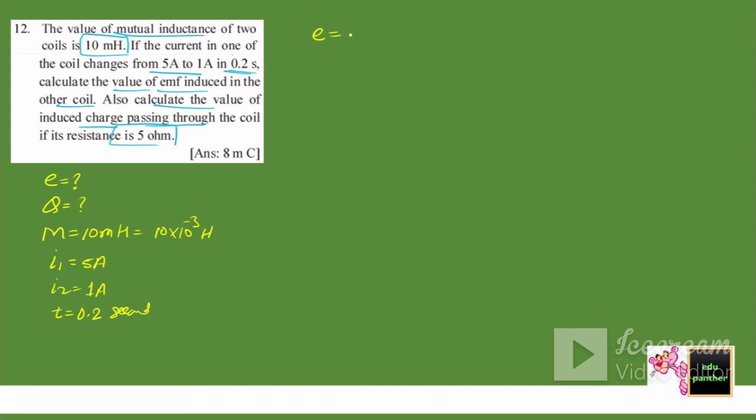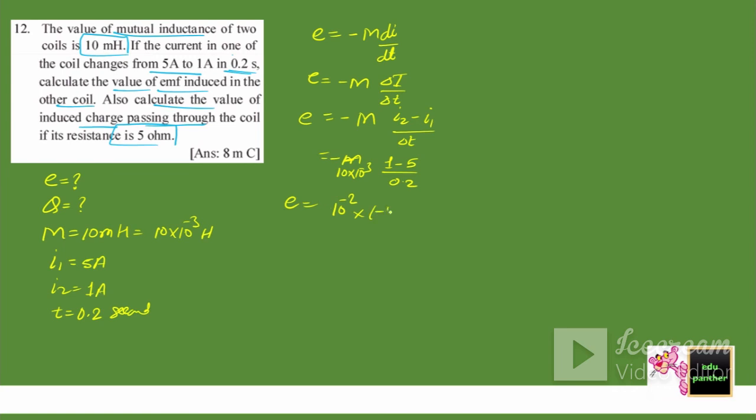So we have formula E is equal to minus M di by dt. दो values है अपने पास, so simply delta I upon delta t. So E is minus M delta I, that is I2 minus I1 upon delta t. So I2 is 1 ampere minus this is 5 ampere and time is what? 0.2. And mutual inductance is what? It is 10 into 10 raised to minus 3. So E is equal to, this is 10 raised to minus 2 into, this is minus 4 divided by 0.2. So just multiply this, minus 4 into 10 raised to minus 2 divided by 0.2.